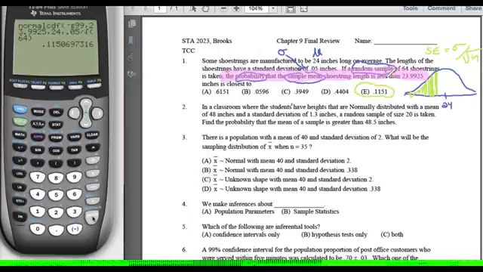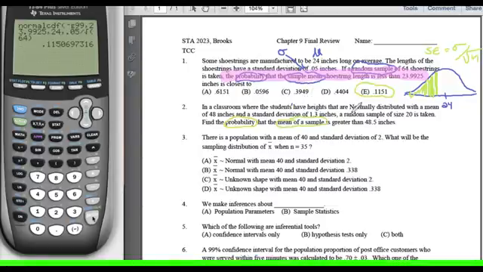Number 2 here is similar. In a classroom where the students have heights that are normally distributed with a mean of 48 inches and a standard deviation of 1.3 inches. And that's my mu and my sigma. A random sample of size 20 is taken. Find the probability, once again, that the mean of the sample, or the sample mean, is greater than 48.5.